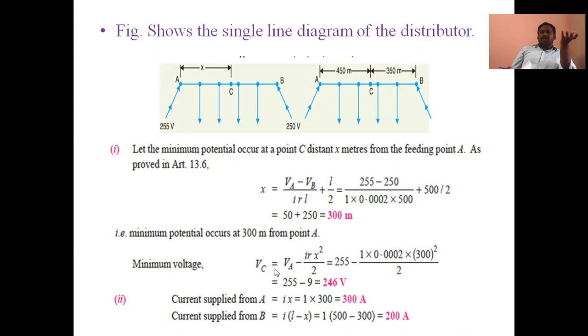The direct formula is there for this also. VC is equal to VA minus IR x square by 2. VA is 250 minus IR, I is there, R is there, X is there from this, by 2, substitute VA.